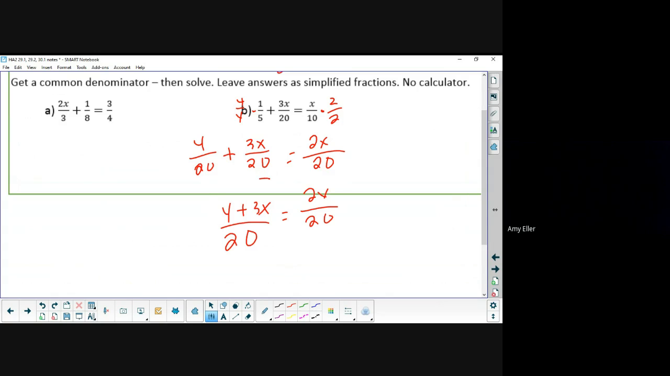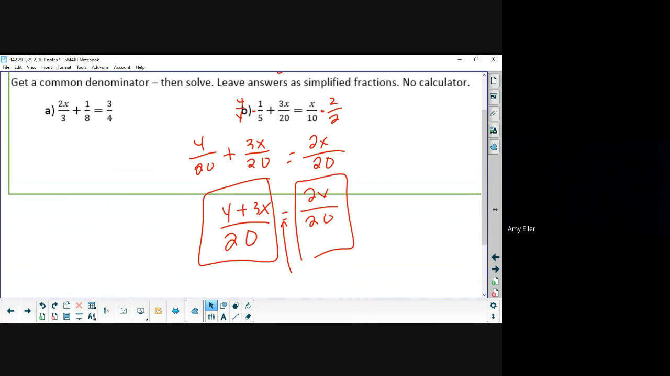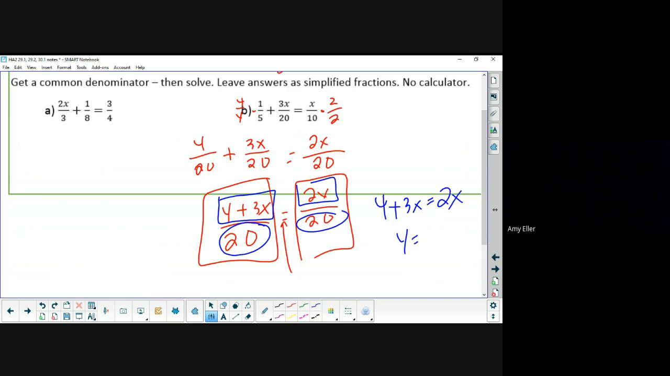If this fraction has to equal this fraction, and their denominators are the same, the only way for them to be equal to one another is if their numerators are also the same. So I need to figure out 4 plus 3x has to be equal to 2x. If I subtract 3 x's, divide by a negative, I get -4.